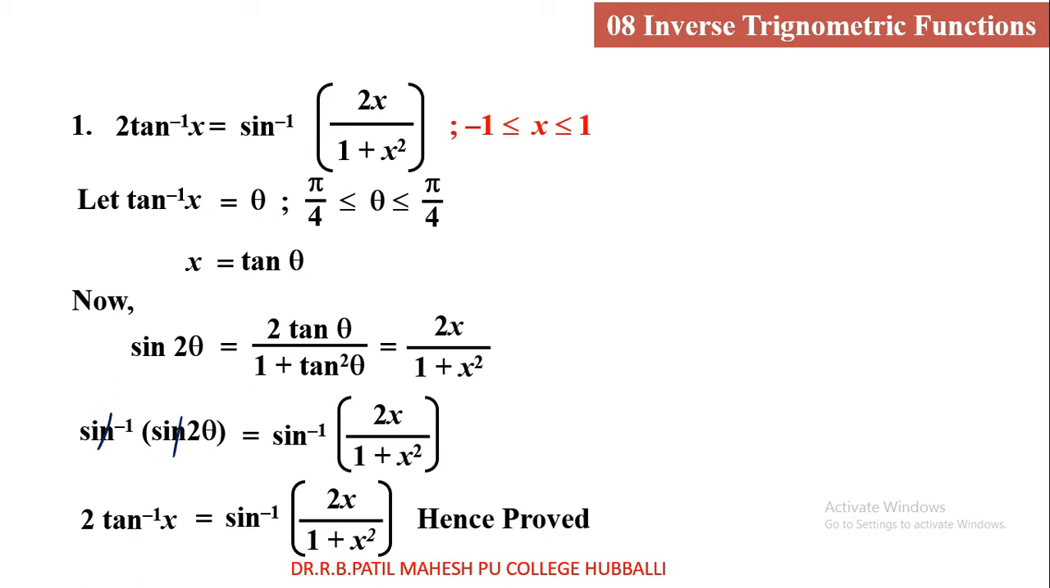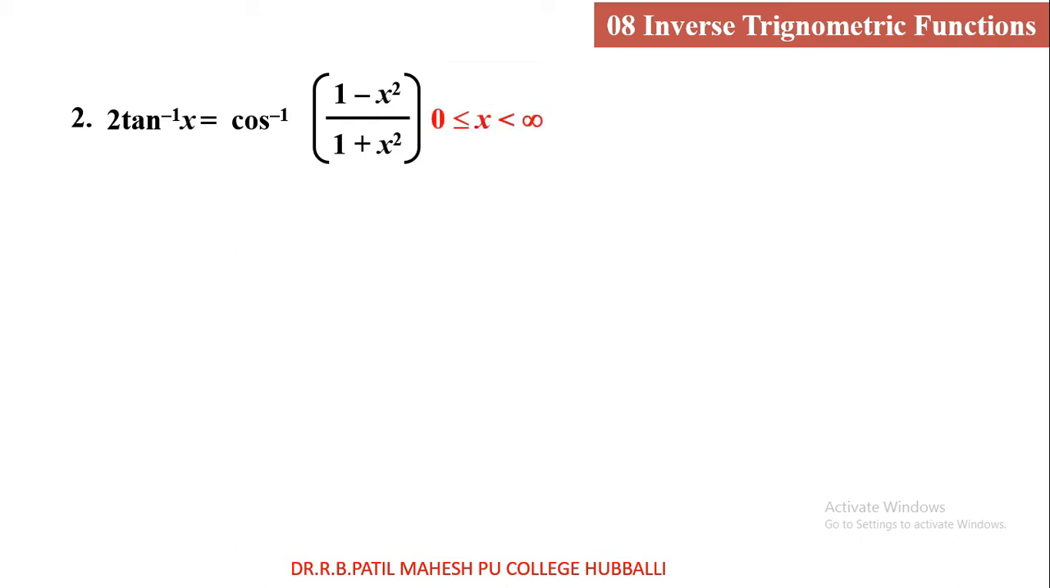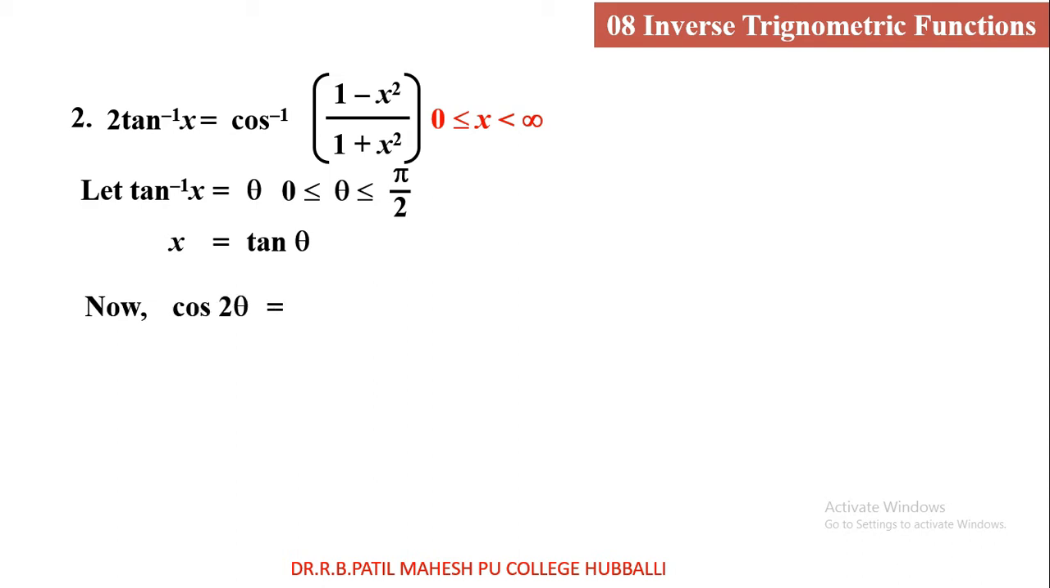Hence we proved. Number 2, 2 tan inverse x equal to cos inverse of 1 minus x square upon 1 plus x square. So x lies between 0 and infinity. To prove that, let me take tan inverse x as theta, so that theta will be 0 to pi by 2, and x is tan theta. If you take tan inverse to the right side, as you know this procedure because many times we have used. So consider a formula cos 2 theta in terms of tan, that is 1 minus tan square upon 1 plus tan square theta. It's time to replace tan theta.